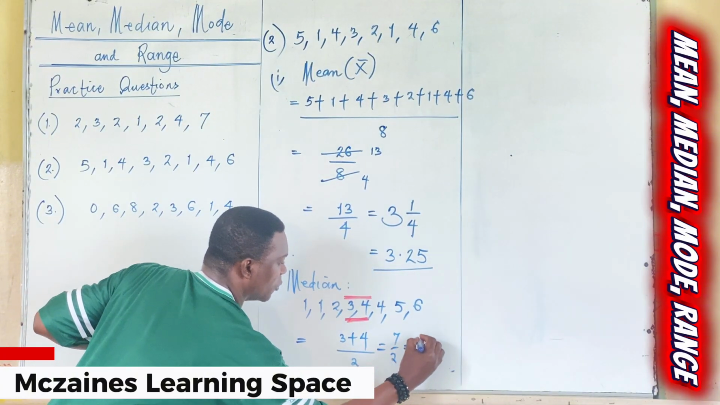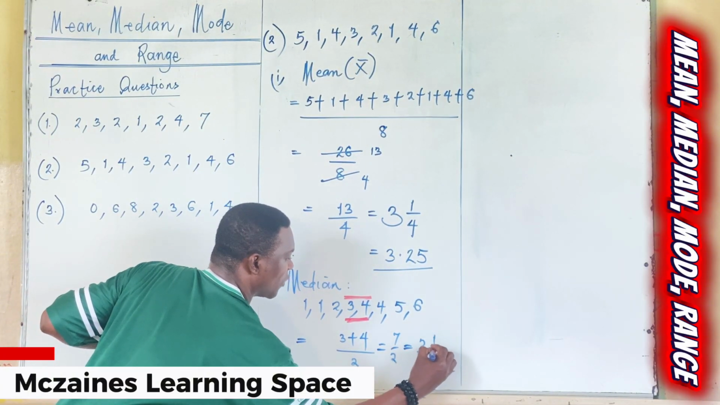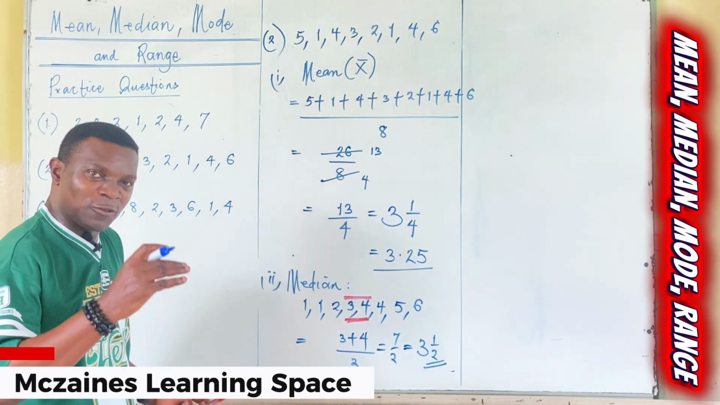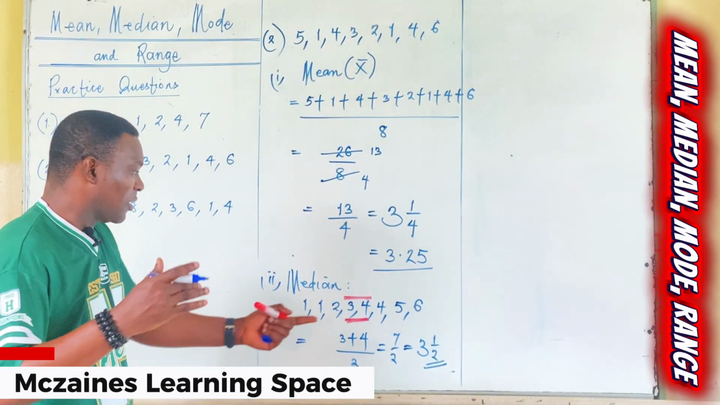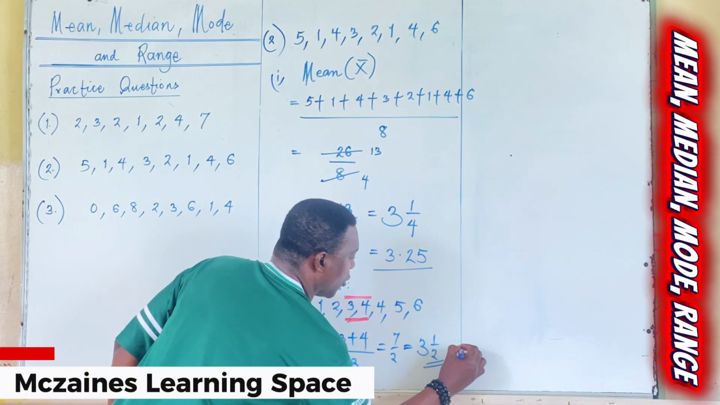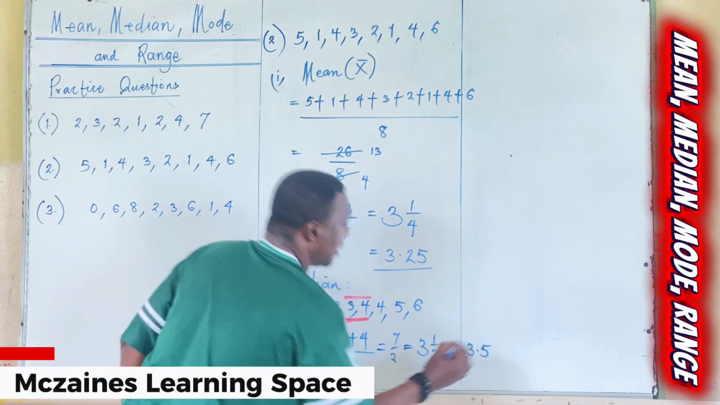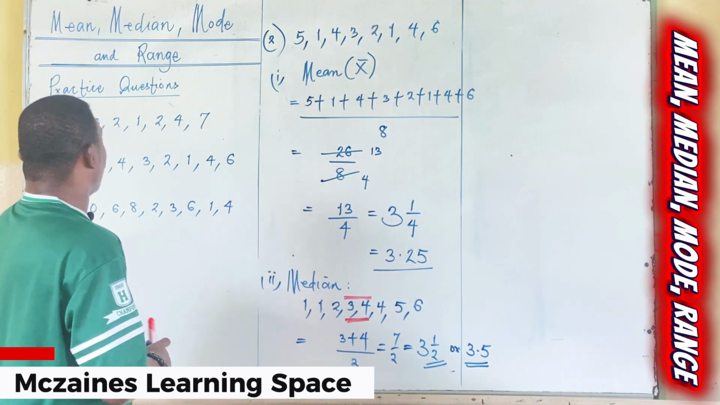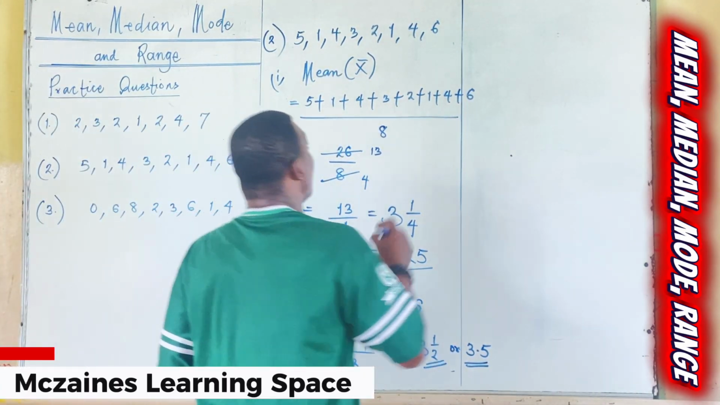And what is 7 over 2? 3 whole number, 1 over 2. That's the answer. Which other way can you leave the answer? Yes, 3.5. So you can write it 3 whole number, 1 over 2 or 3.5. Any of the 2 is correct. Okay. So next, we go for the mode.